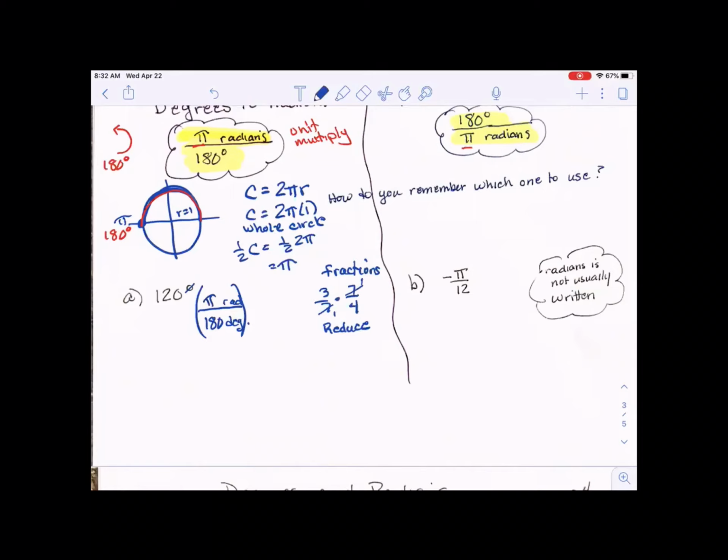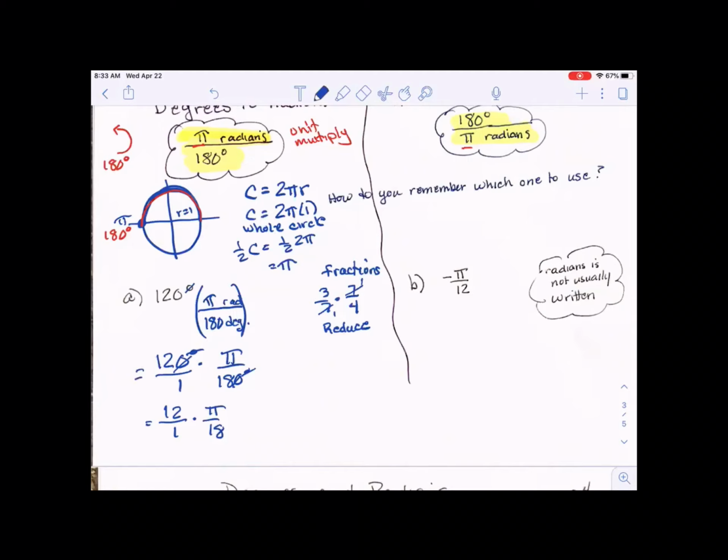I'm going to rewrite it again because I don't like that. The degrees are canceling. I'm going to plop a 1 under that 120. Now I see the 120 and the 180. Both of those have a 0 on the end, so I'm going to divide both of those by 10. That's going to turn this into 12 over 1 times pi over 18, yay, fractions.